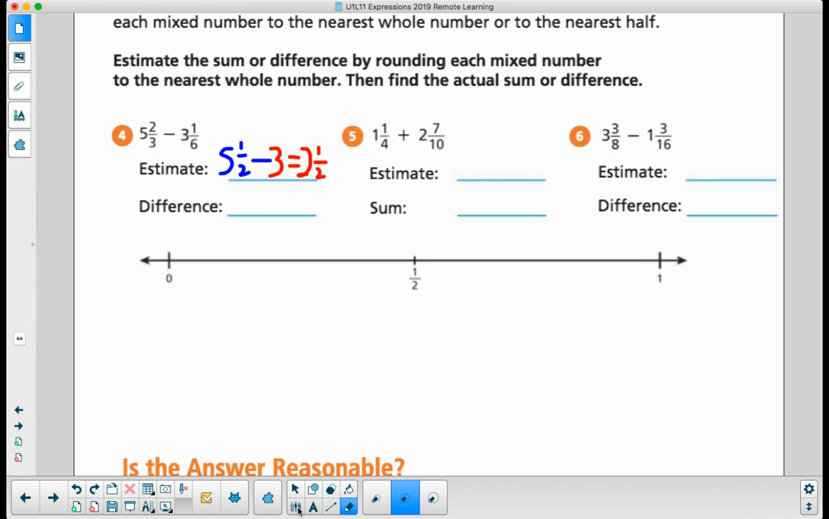Now, even numbers are usually a little easier. Half of 4 is 2. A whole in fourths is 4. 1/4 is right in the middle. It's 1/4 from 0, and it's 1/4 from a half. So I'm going to go with a half. Keep my 1 whole.